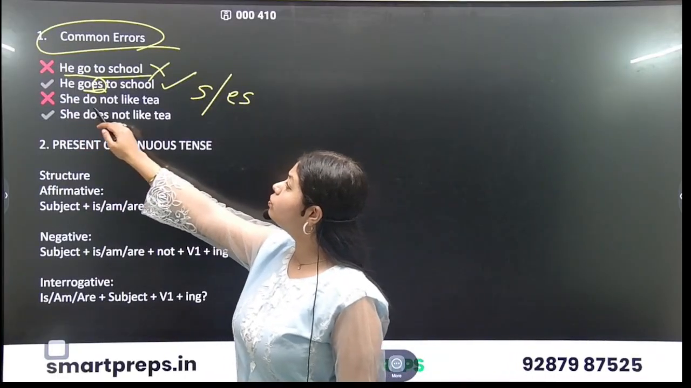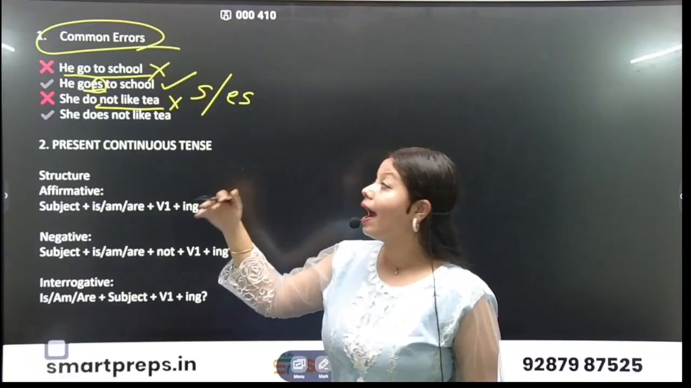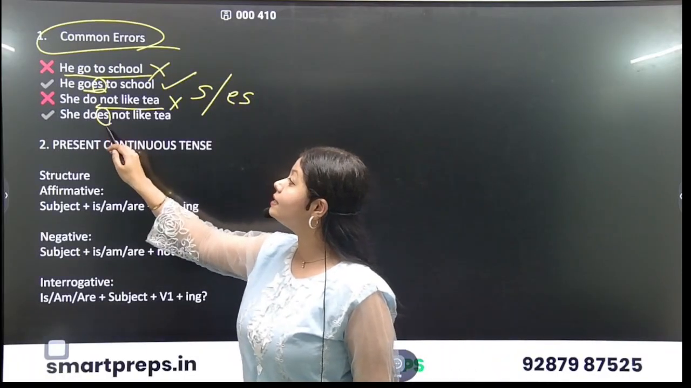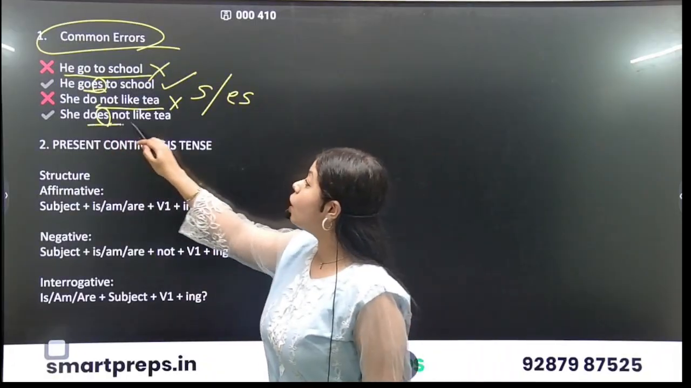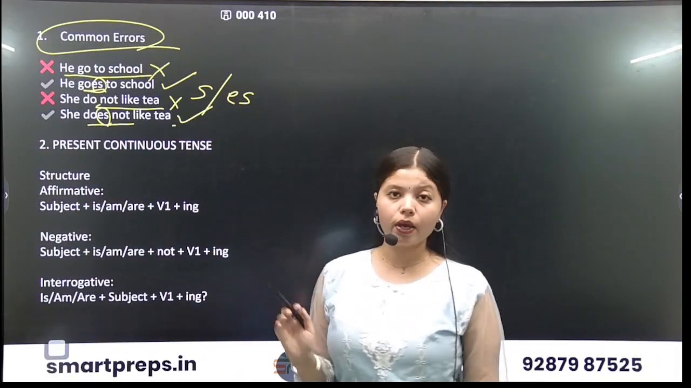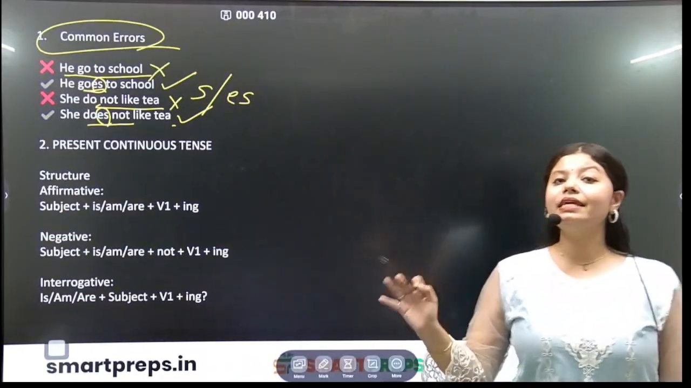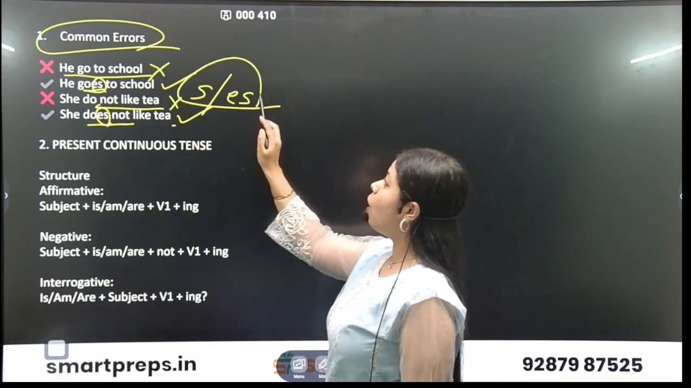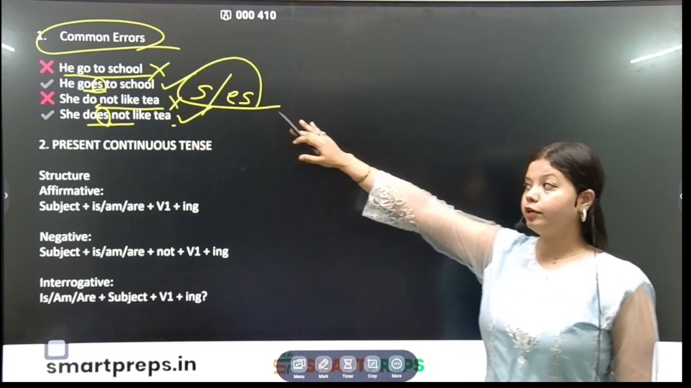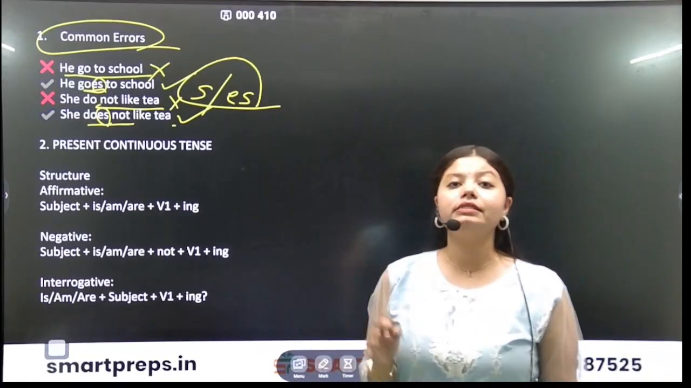Next, "she do not like tea" is a wrong statement. Why? We have to use "es" along with the "do". So what will it become? She does not like tea. Okay, so always remember the trick: along with the present indefinite or the simple present, we have to use s or es along with the verbs. So this was all about the simple present or present indefinite tense.